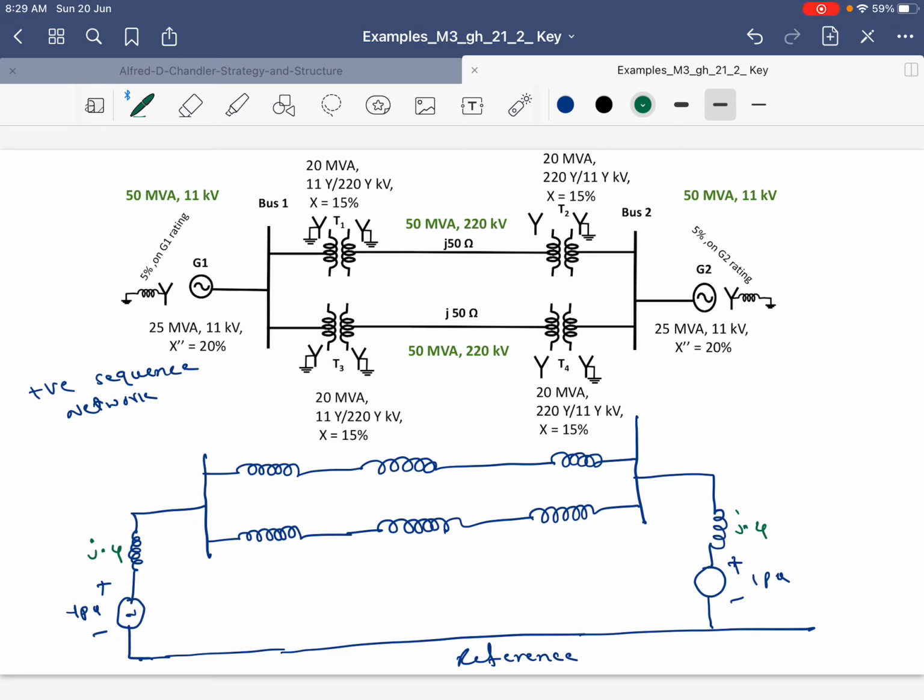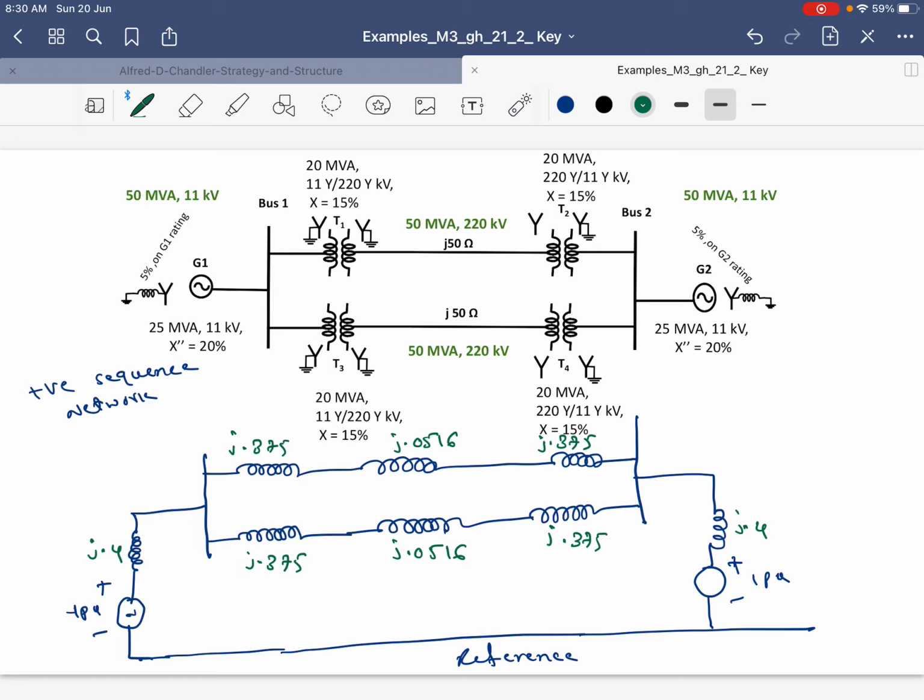And for the transformers, it is 0.375, all the transformers, J0.375, J0.375, J0.375, J0.375. Their respective positive sequence reactance you have to specify. As far as the transmission line is concerned, it is J0.0516, J0.0516. These are X1 values of our positive sequence network.